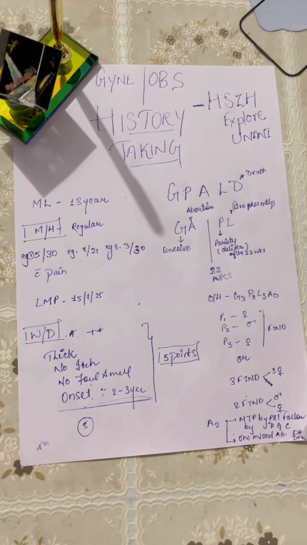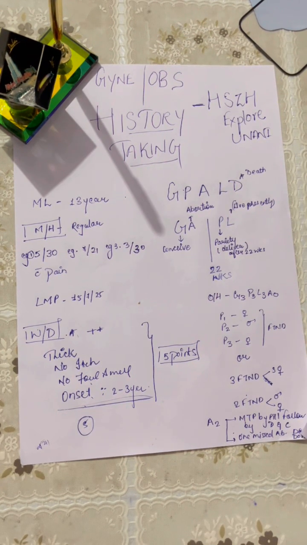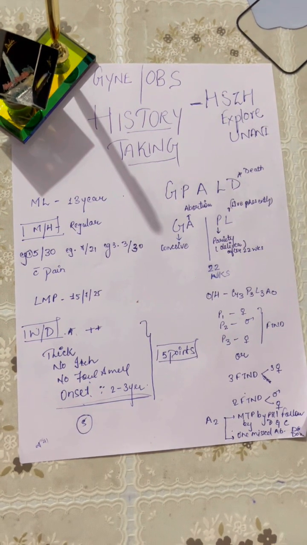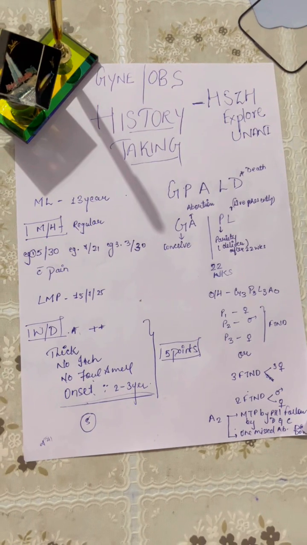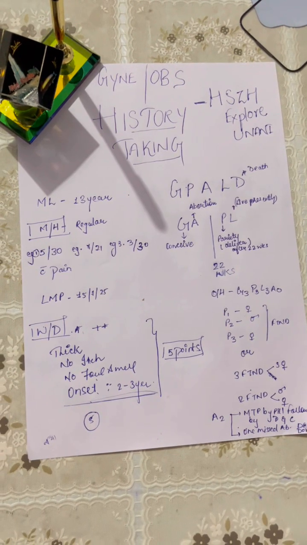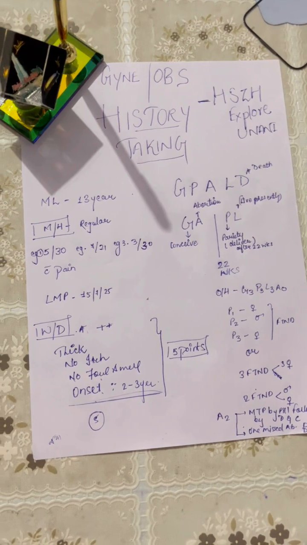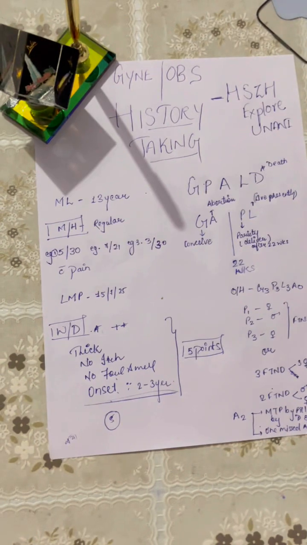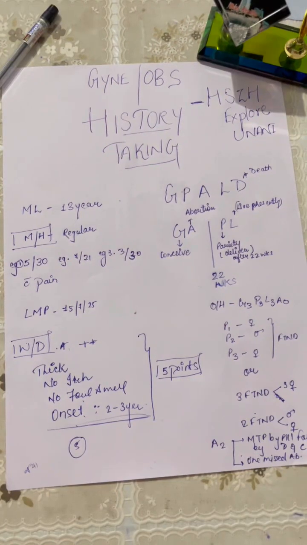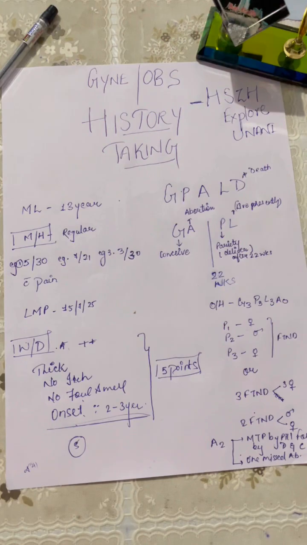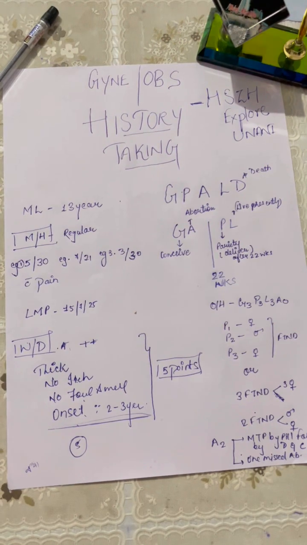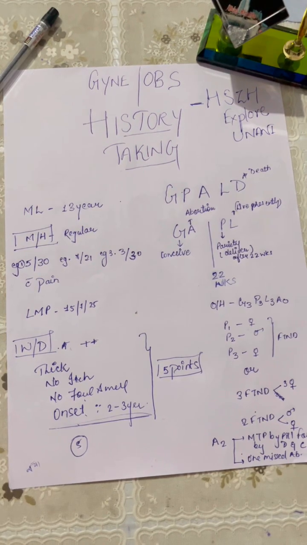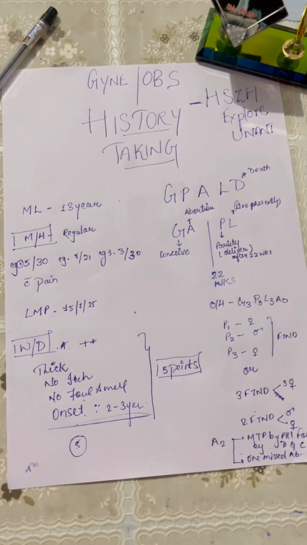And live birth is L, so how many children are presently alive. And death is how many fetuses died, irrespective of the weeks. So we are more concerned about the GPAL. Now when the patient is pregnant, we will start the history from GPAL. If she is not pregnant, then we start the history from PALD.